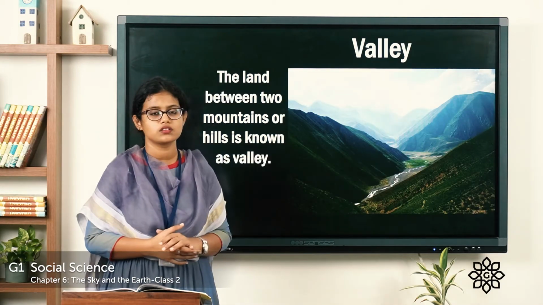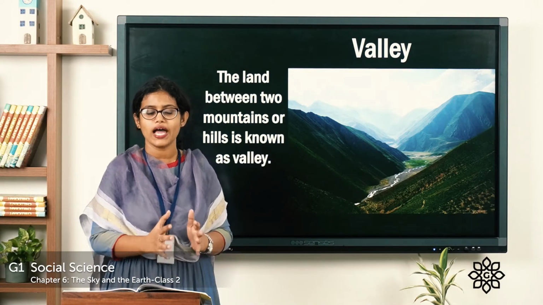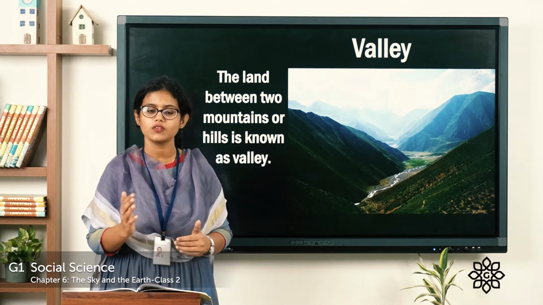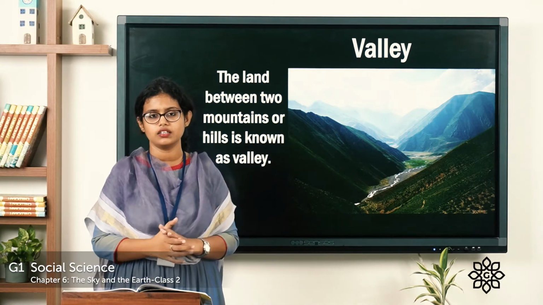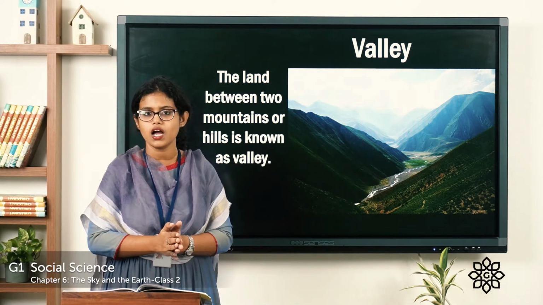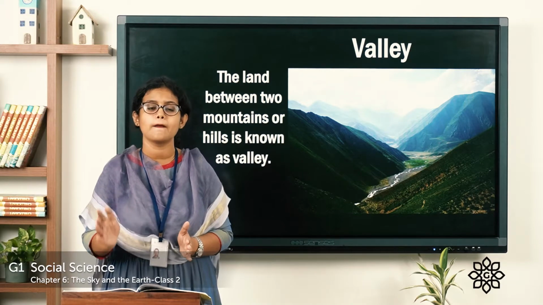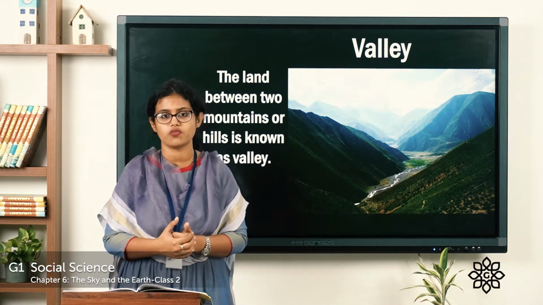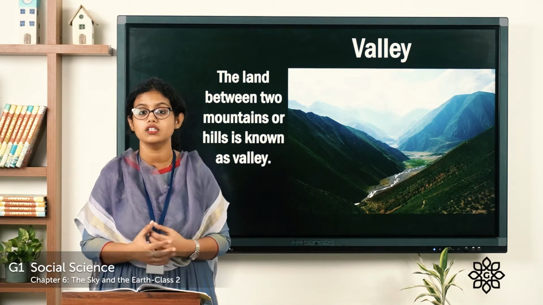And the next one is the valley. Valley is the area which is located between mountain and hill. That area we call valley. So these are some of the landforms on the earth's surface.